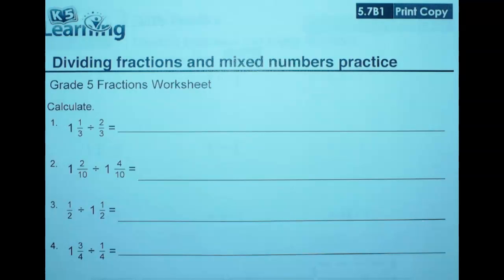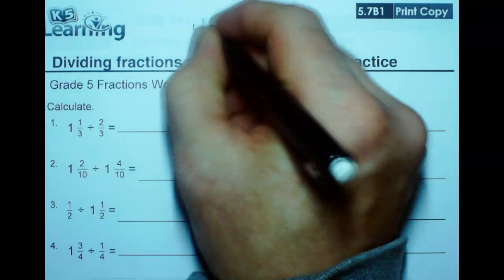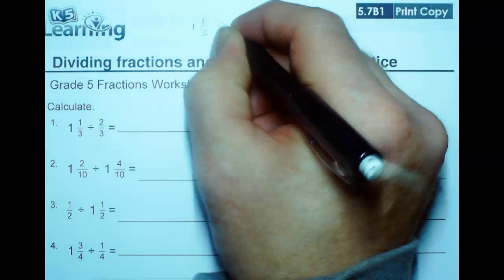Hello, this is a tutorial on 5.7b1. We're going to be dividing fractions and mixed numbers. The thing you have to remember is when you have something like 1 and 1/2, and let's just divide it by quarters. First of all, let's think about this.